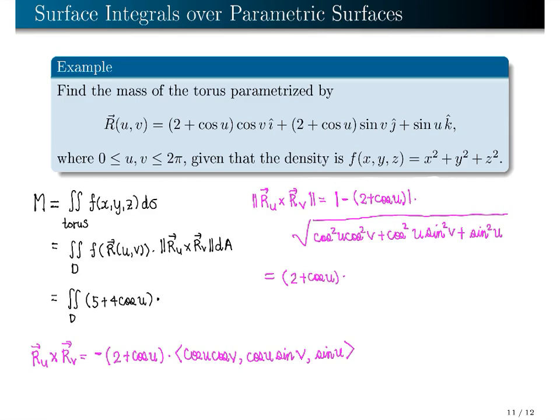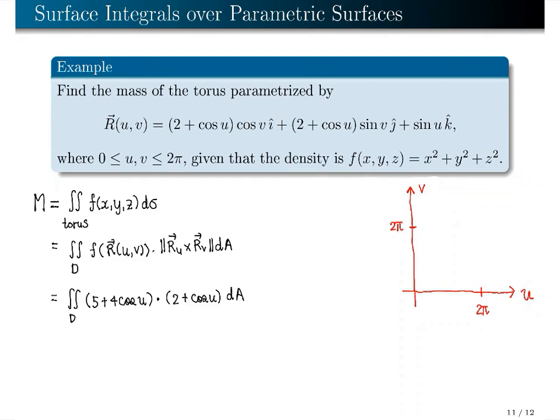Furthermore, note that cosine squared of u can be factored from the first two terms, which leaves cosine squared v plus sine squared v that reduces to 1. Hence, we are left with cosine squared u plus sine squared u, which is just 1, and we end up with the square root of 1, or 1. Therefore, the magnitude of Ru cross Rv is 2 plus cosine of u. We write this result in our integral here.